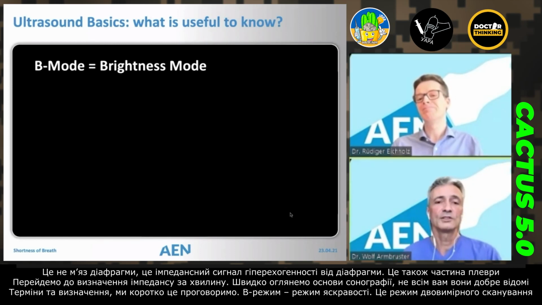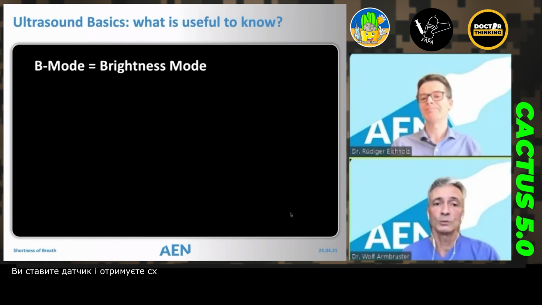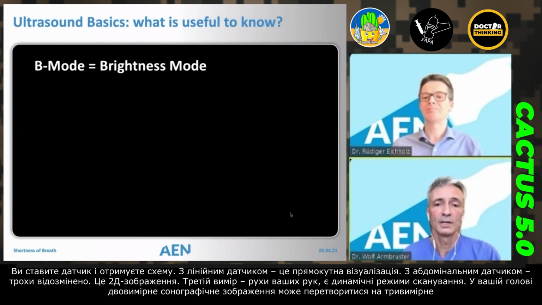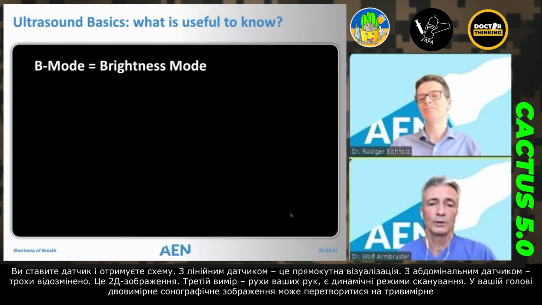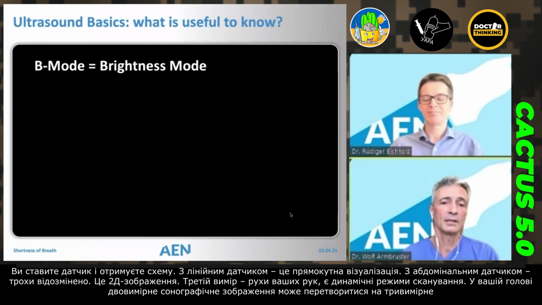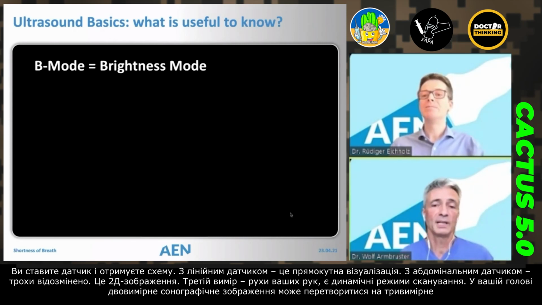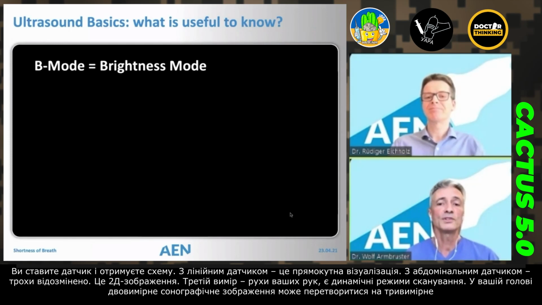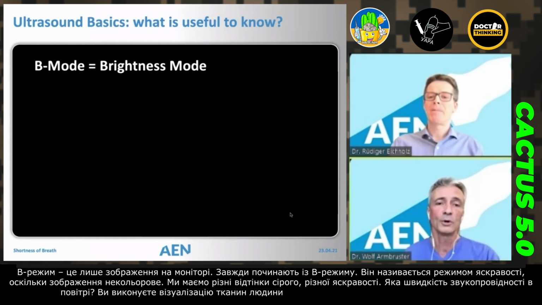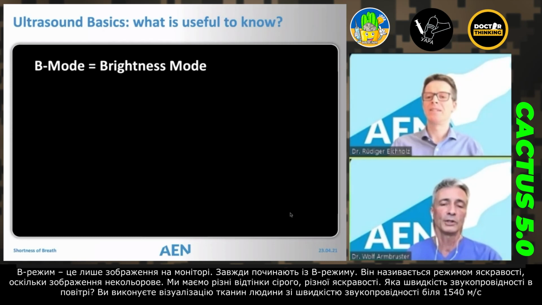Well, the B mode is two-dimensional diagnosing with ultrasound. You align the probe, and with a linear probe you have a rectangular visualization. With the abdominal probe it's a little bit modified, but it's a 2D image. The third dimension is the movement of your hand, a dynamic scanning over the body. In your own head, the two-dimensional procedure of ultrasound can be put into a three-dimensional image. But the B mode is just the scanning picture on the monitor.